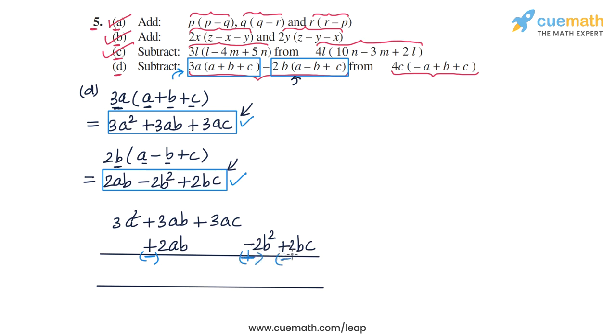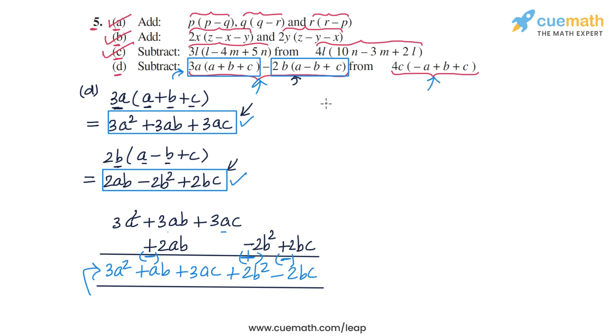So we will get 3a square, and then 3ab minus 2ab is ab, and then 3ac, and then we get plus 2b square, and then minus 2bc. So this expression that we have obtained is the simplified form of the first expression, and we have to subtract this from this second expression.